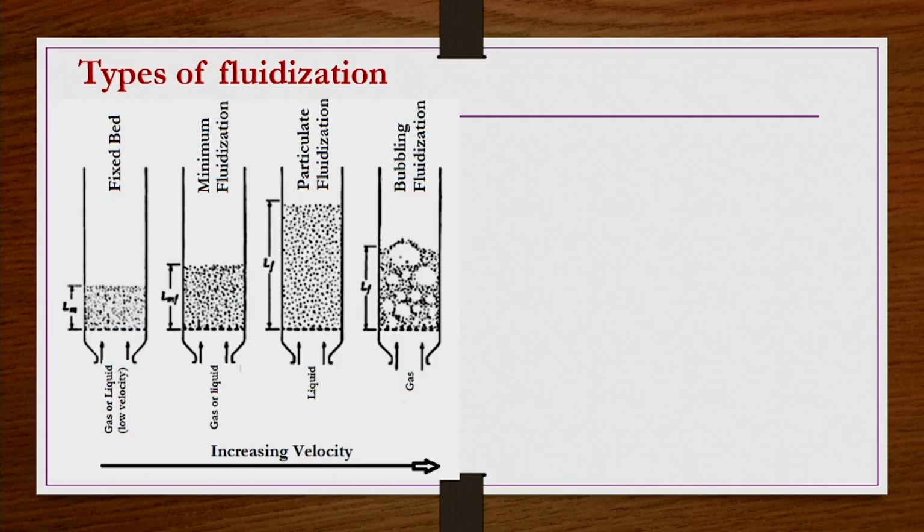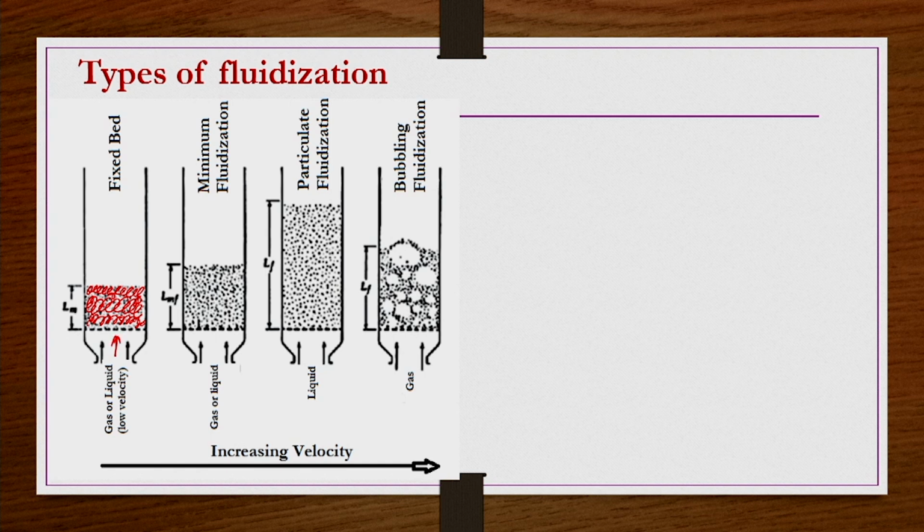Let us say you have a bed packed with particles, as shown here. We have a column, and part of this column is packed with particles. At the bottom there is a perforated plate so that the particles do not fall down, and from the bottom, gas or liquid is flowing upward like this.